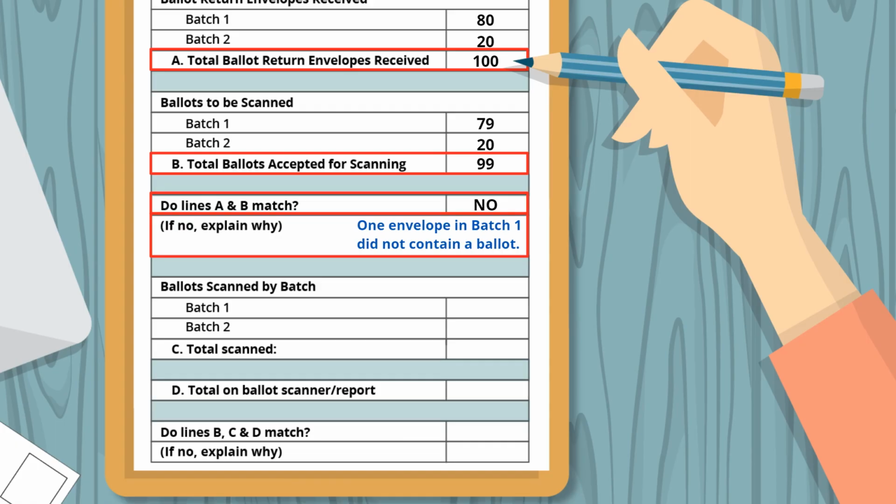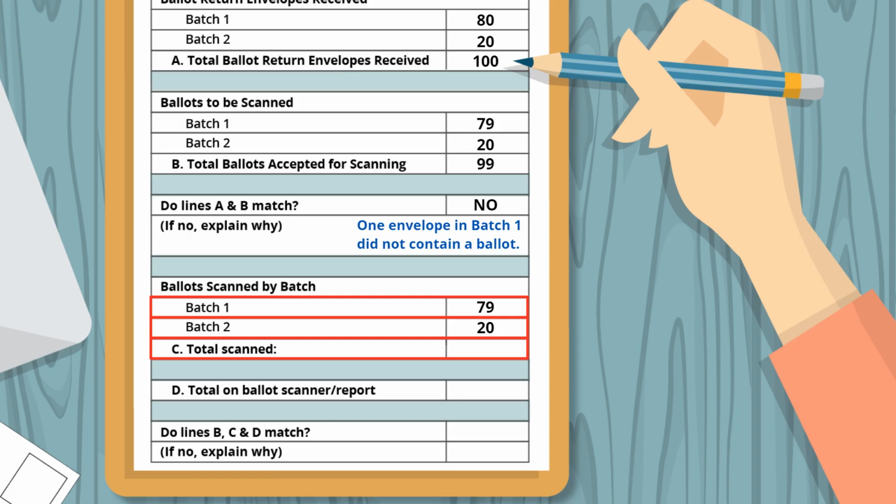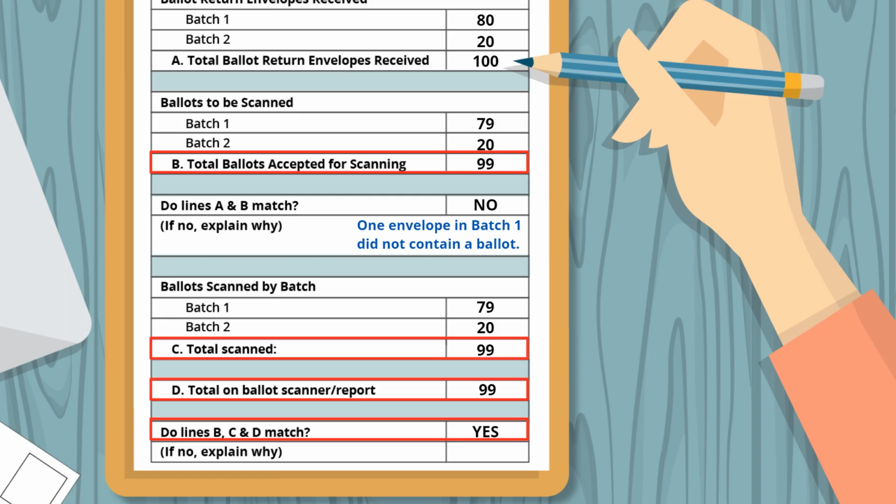Finally, document the ballots that were actually scanned in each batch. Add them together and enter the number on line C. In this example, 99 ballots were scanned across 2 batches. Enter the number of ballots scanned according to the scanner report. Confirm that lines B, C, and D are equal, meaning that every accepted ballot was successfully scanned.